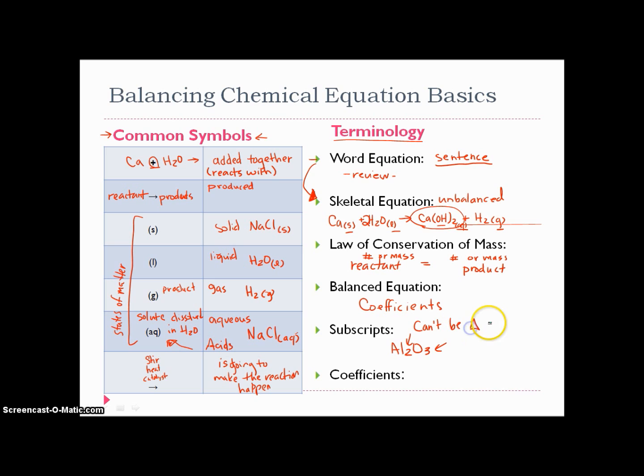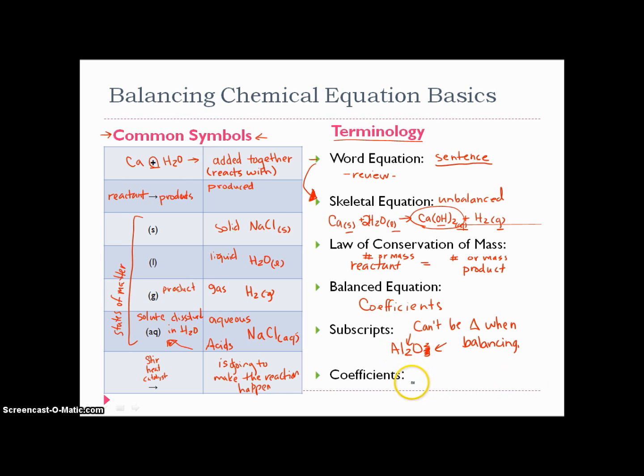be changed when balancing. You cannot just say, oh, I need 2 of those and change it to O2, because that no longer is an okay ionic bond. That won't work. So never ever ever change these. It has to stay a 3. And then the coefficients, of course, are the only thing you can change.